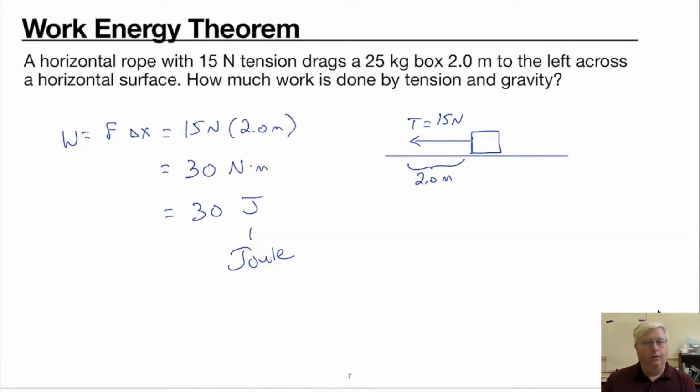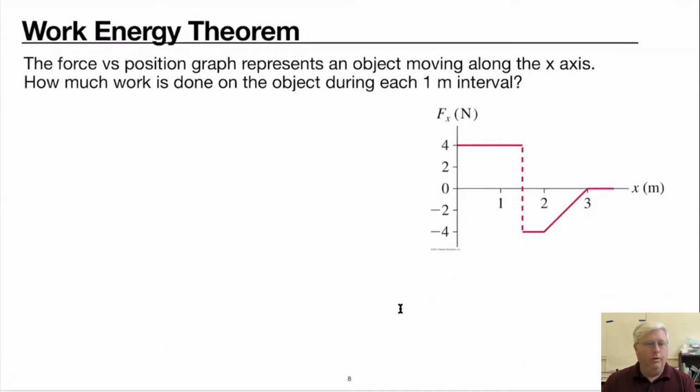Okay, so when we have a nice constant force, like we have here, then it's just the force times the displacement. That's all the work is. So we can look at this graphically. Here we have a force versus position graph, and we could say that this graph is representing an object moving along the x-axis, nice and horizontally. Can we figure out how much work is done on this object during each of these one meter intervals? So from 0 to 1, 1 to 2, 2 to 3.